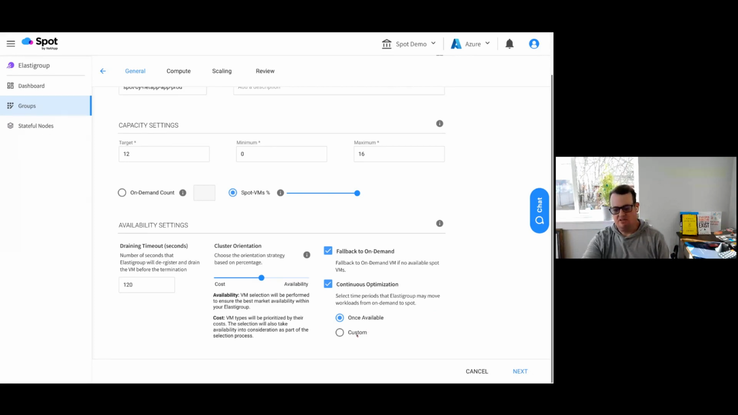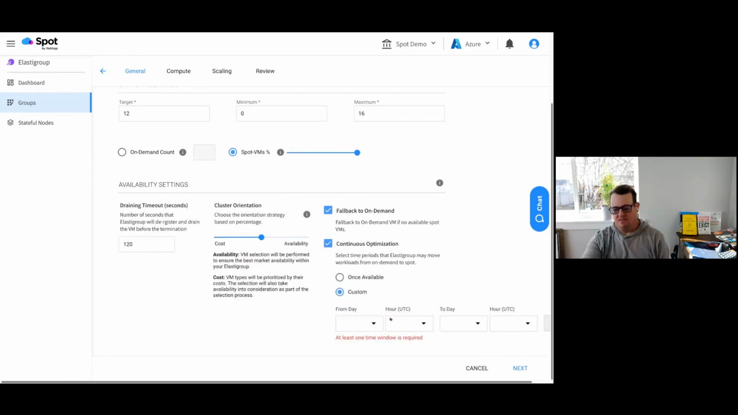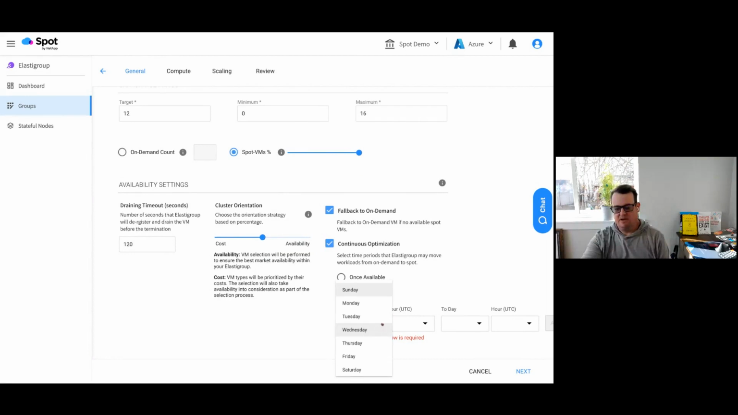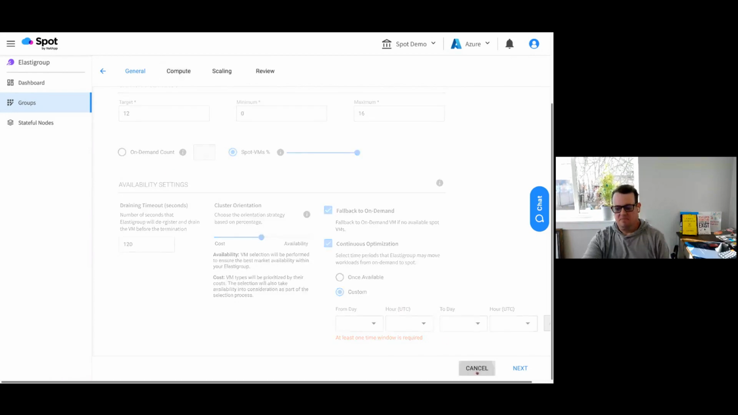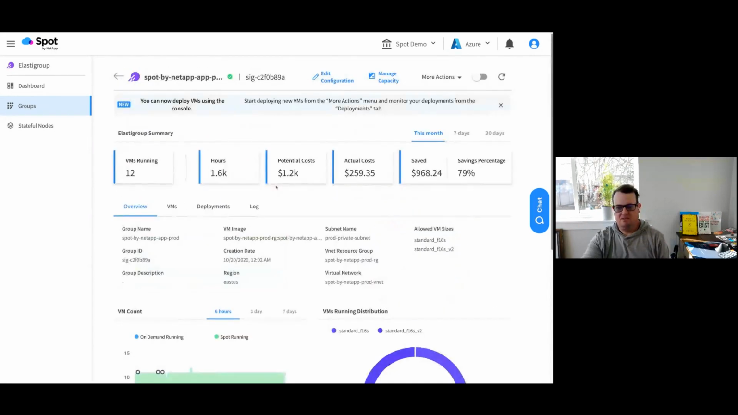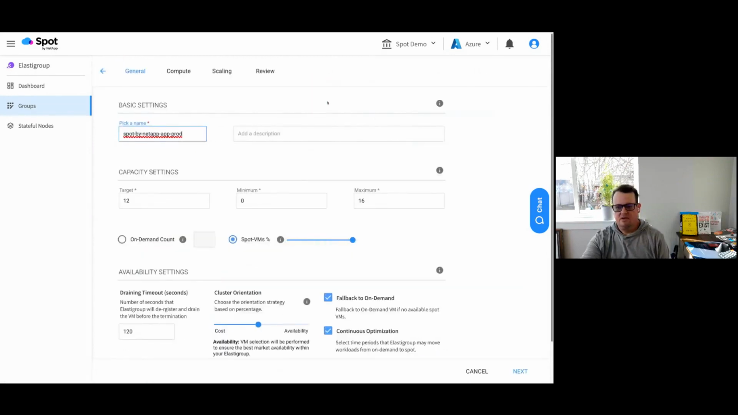And we can also set a custom policy that basically says only use Spot instances on a specific day of the week, during a specific window. And I'm going to cancel that. I want to go back into that tab really quick.